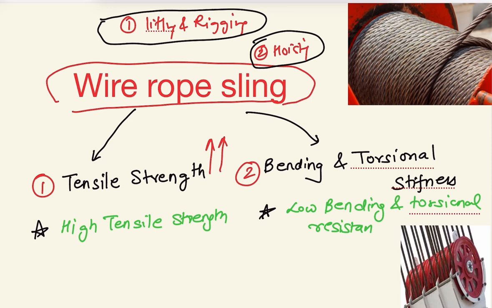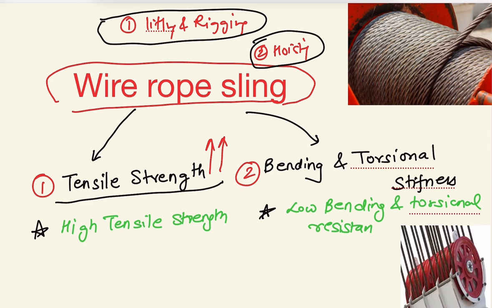Now if you are lifting something, then the main property comes into the picture. If you are lifting something with a wire or a rope, then the wire will be under tension. The first important property of a wire rope sling is tensile strength. It is clear that it must have a very high tensile strength. The second important property is bending and torsional stiffness.